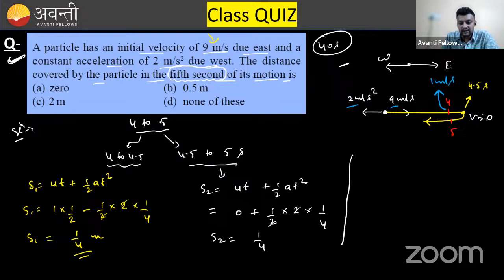So what is the total distance? S is equal to S1 plus S2, and the total distance is 1 by 4 plus 1 by 4, that is 1 by 2 meter, which is the correct option, that is 0.5 meter.